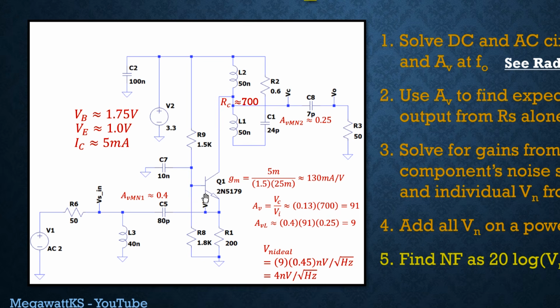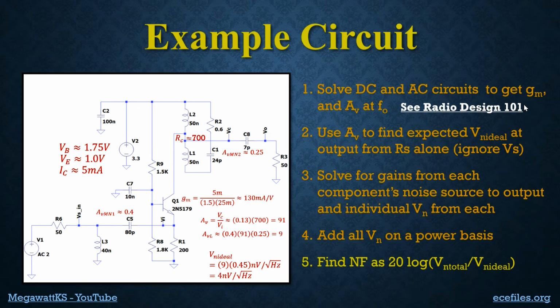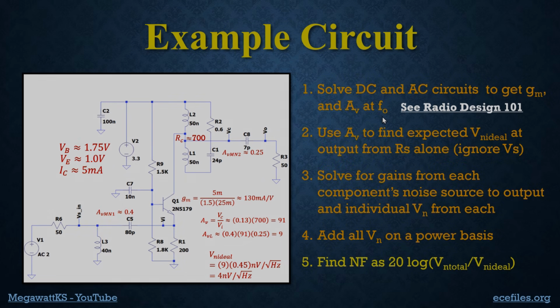How do we get the emitter voltage? We drop the base emitter voltage, the so-called on voltage of the transistor, from 1.75 down to 1 in this case, because if you look up this transistor, you'll find out that at the current that it's running, it's about 0.75 volts, not the proverbial 0.7 volt drop from base to emitter. Anyway, so we get about 1 volt at the emitter, and then 1 volt divided by 200 ohms is 5 milliamps. Why did we do all of that? Well, because we need to get the transconductance and then the voltage gain at the center frequency.